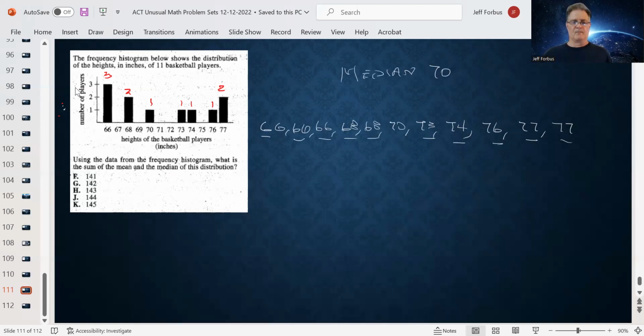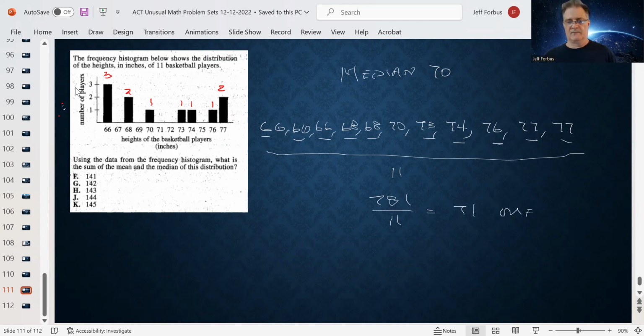Now, we've got to figure out the mean. We're going to take all these numbers, add them up, and divide by 11. And when you do that, you get 781 over 11, and that's going to be equal to 71. That's our mean.